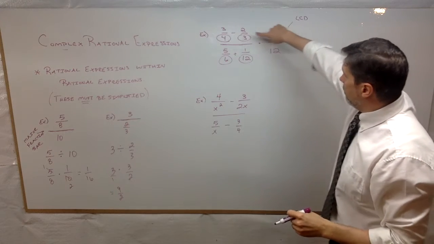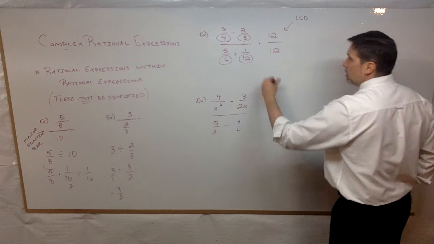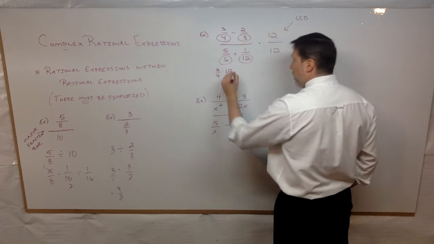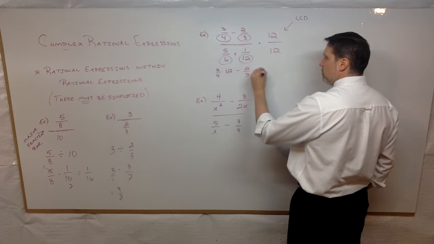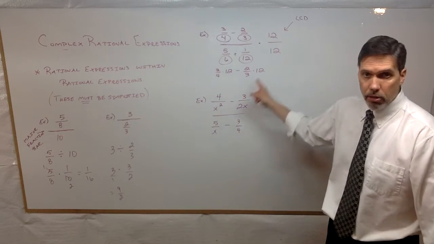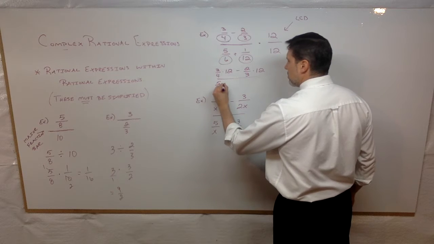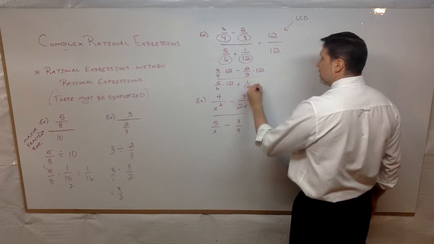So if I take 12 and multiply it to 3/4, literally, 3/4 multiplied to 12 minus 2/3 also multiplied to 12. I'm just literally distributing the 12 is what I'm doing. Over 5/6 times 12 plus 1/12 times 12.